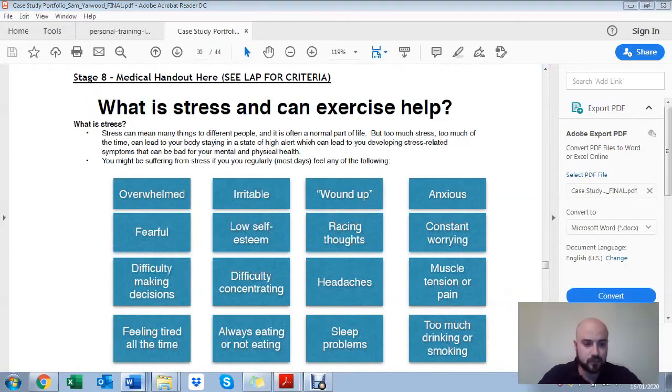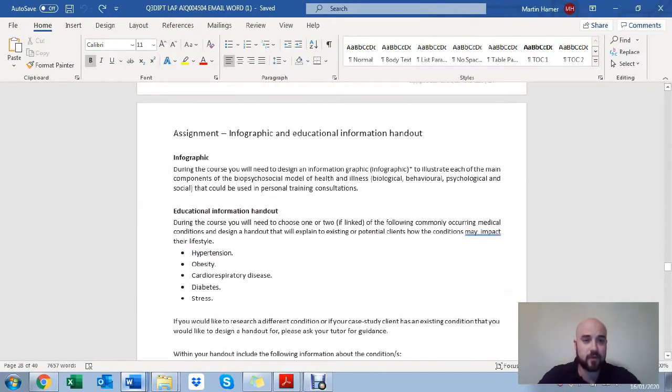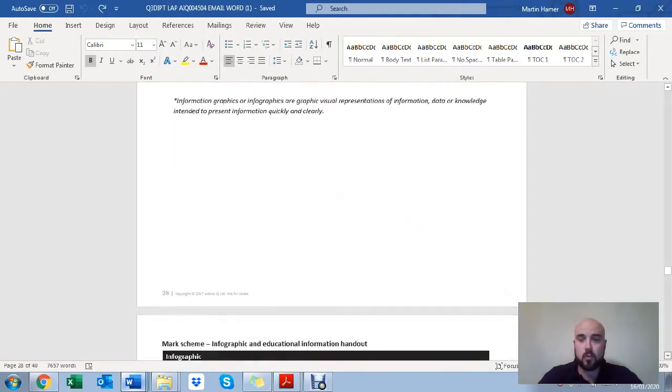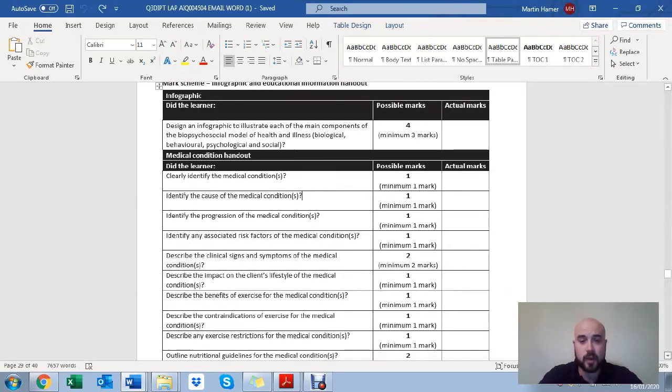If you once again have a look at your LAPs, the assignment is to complete the infographic, which I've just given you an example of, and to complete a medical information handout on one of those conditions. You will see some more marking scheme. Did they design an infographic to illustrate each of those inputs of that model? Yes, I can give you 4 marks. And then the condition: have they identified what the condition is, have they given progressions, and then how exercise can assist that condition. Please make sure you're reading these marking criteria of what we are expecting of tutors.